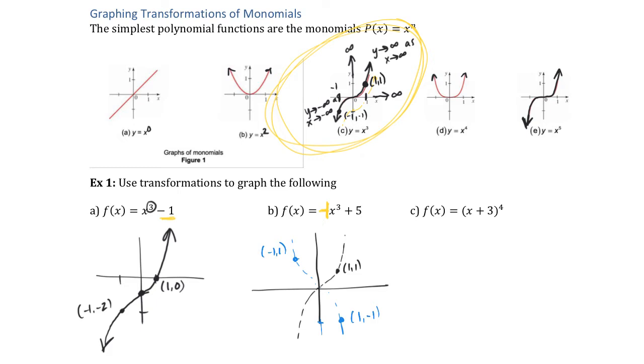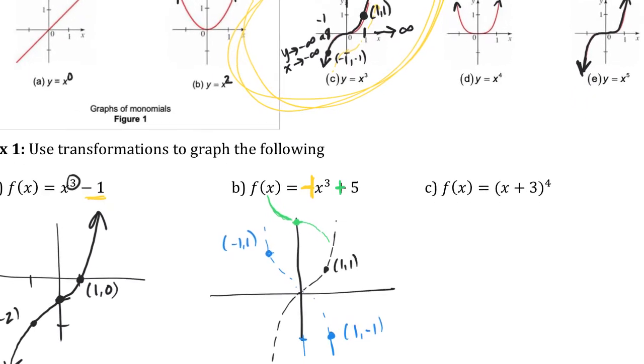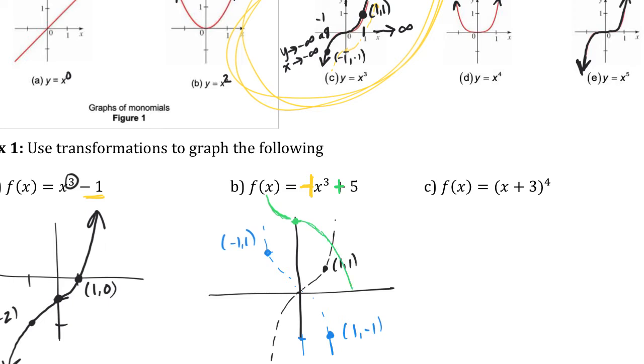Okay, and then we also need to deal with the fact that we're sliding up 5 units. So we'll just take this whole graph and slide up 5 units. And so then we're going to add 5 to the output. So we'll have a point here at 0, 5. And then we have our new point at 1, 4. And then our new point here, we're just adding 5 to the output, so this would be at negative 1, 6.